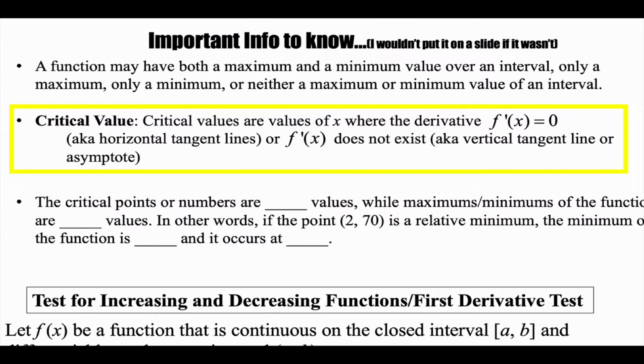Okay? So how do we find those points? How do I find those maximums and minimums? Well, we use what's called critical values. Critical values of x are where the derivative equals 0.